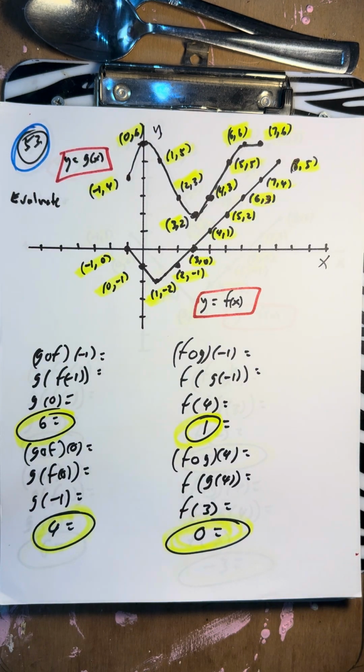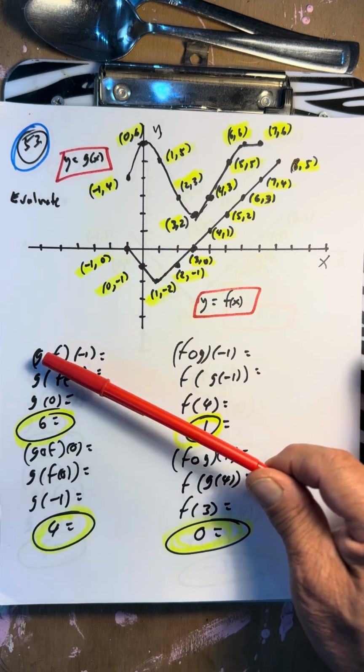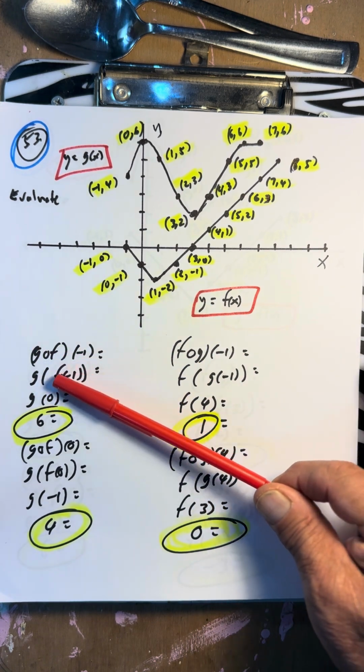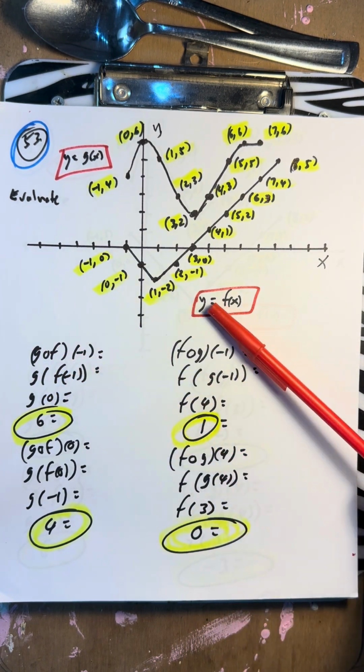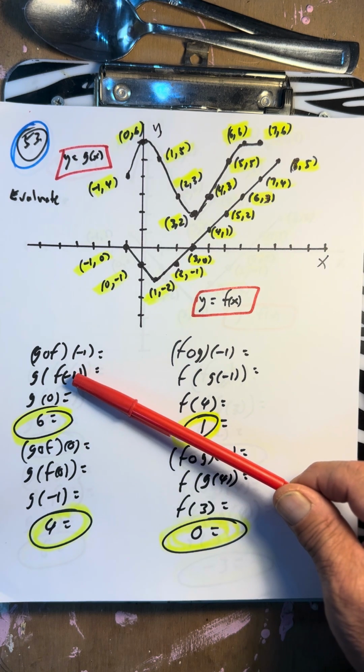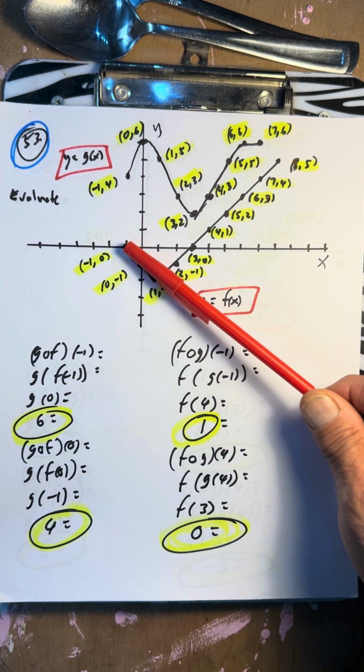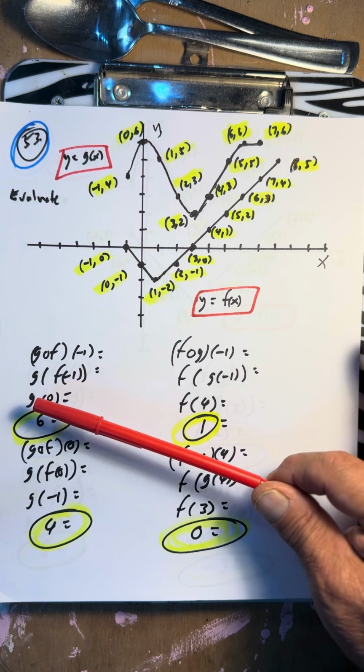Oh, now we got two graphs. We got an f function and a g function here. Okay, that's the same thing. g circle f of negative 1. So f of negative 1. So first look at the f function. This one right here. f of negative 1. Where's negative 1? It's right here. See? Negative 1. And for the f function, that's going to be 0. And then g is 0.